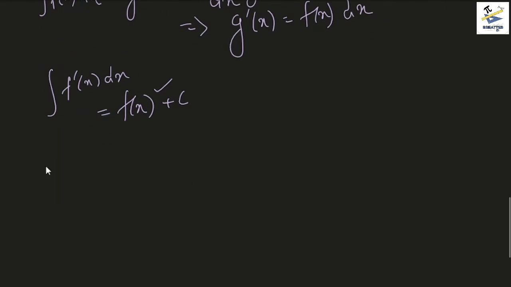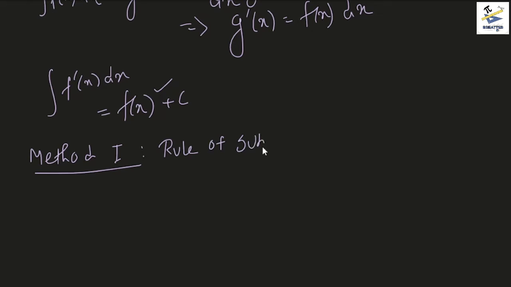Now let us go to some of the topics. Method 1, and by far the most important method, which we are going to learn extensively in this video and in future videos: rule of substitution. Rule of substitution, right? So how do we find this? How do you find the rule of substitution? So consider an example.